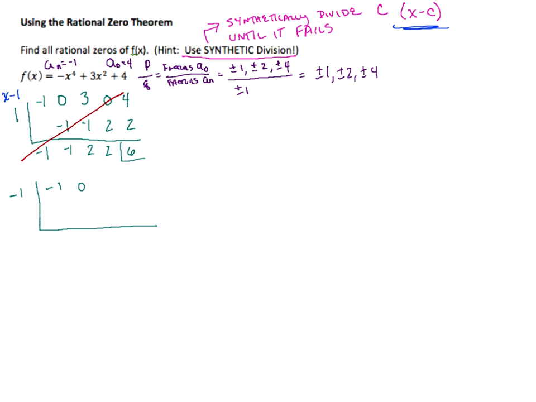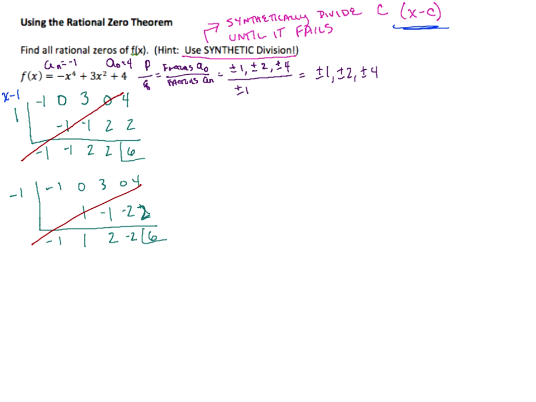So negative 1, 0, 3, 0, 4. Combine down, multiply, write your result. Combine down, multiply, write your result. Combine down, and I get a remainder. So this is a no-go.